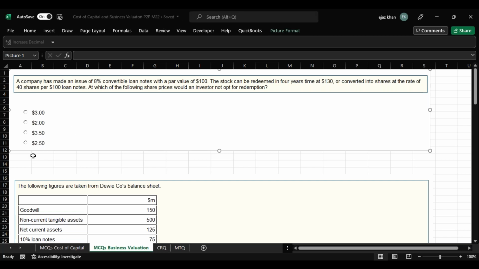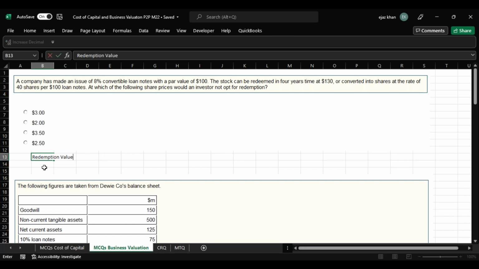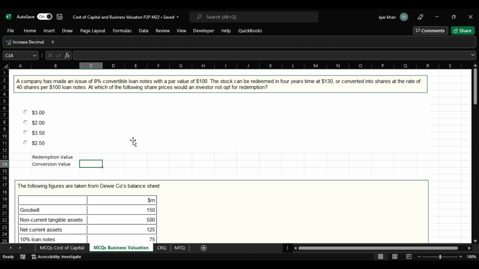So obviously, the investor's decision will be based on a comparison between redemption value and conversion value. Conversion value is basically the value of the shares that will be available upon conversion, like 40 shares. But we're talking about the time of redemption, when the loan notes will be converted into these shares. At that time, what will be the value of these shares? That is called conversion value. Since we don't know that, that's what they're asking for.